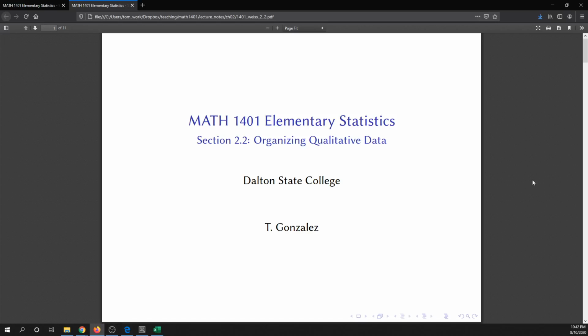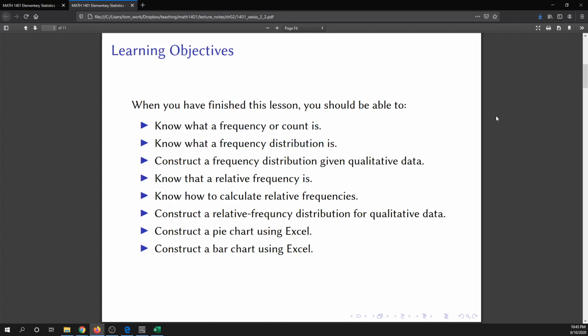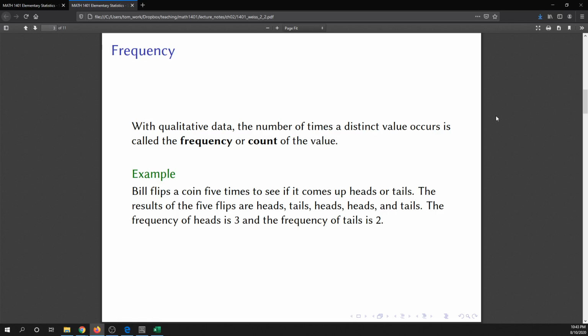In this video, we are going to talk about organizing qualitative data. Remember, qualitative data is data that's non-numerical. With qualitative data, one of the things that you want to do is to count the number of times a distinct value occurs, and that is called the frequency or the count of the value.